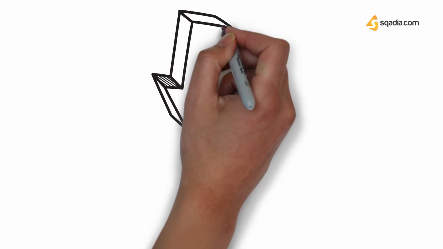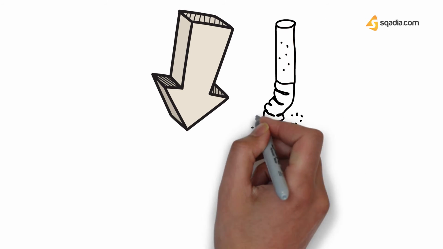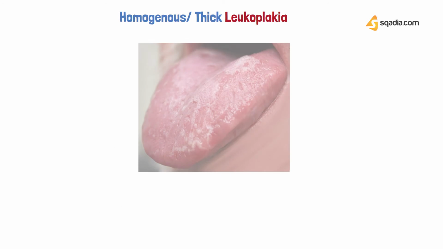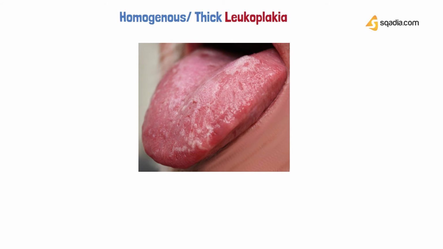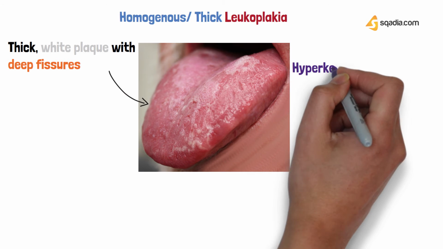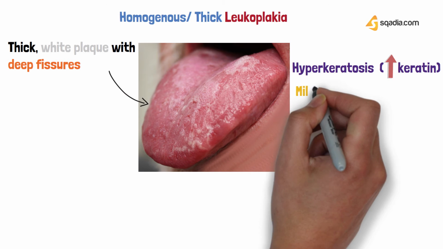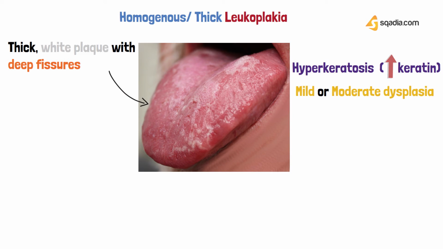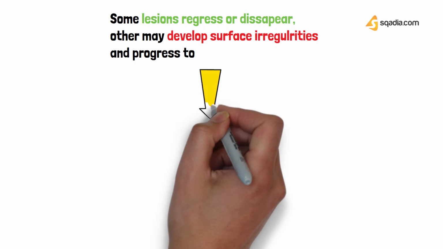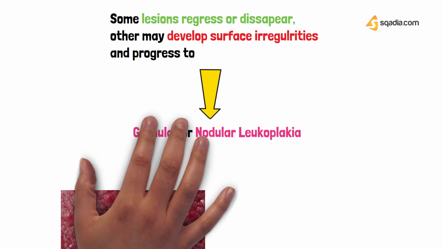If the carcinogenic habits are not discontinued by the patient, this lesion is going to progress and become a thick leukoplakia, also known as homogeneous leukoplakia. This is the dorsal surface of the tongue, and it is coated by a thick, fissured white plaque. This means that it has increased keratin, showing hyperkeratosis. There will be mild or moderate dysplasia. Some of these lesions regress or even disappear, but sometimes they progress to granular or nodular leukoplakia by developing surface irregularities.